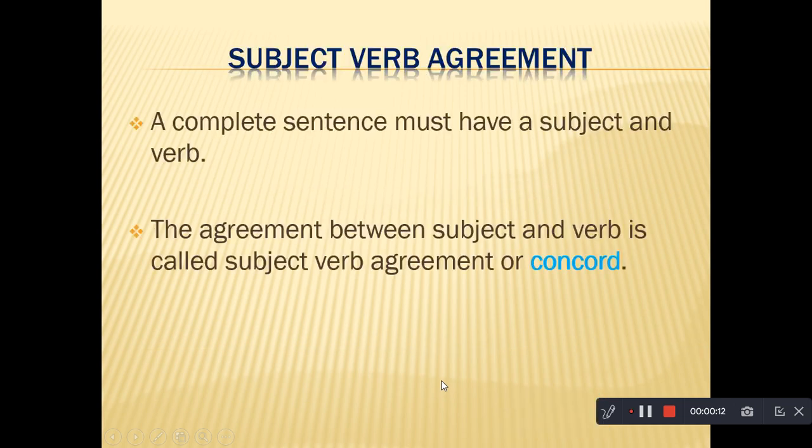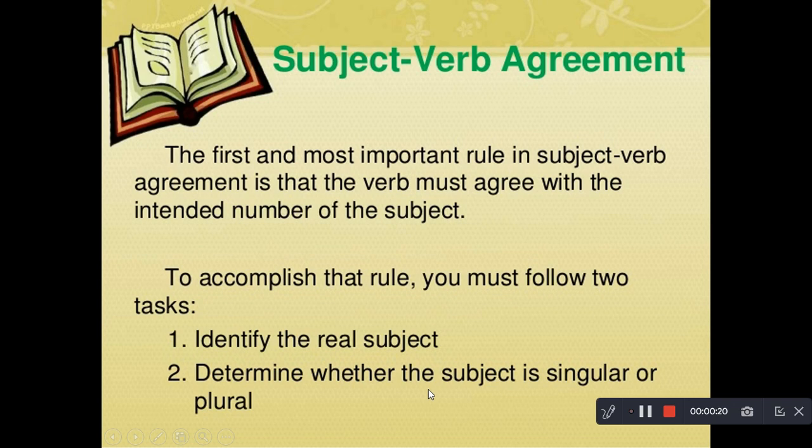A complete sentence must have a subject and a verb. The agreement between subject and verb is called subject-verb agreement, or otherwise called concord. The first and most important rule in subject-verb agreement is that the verb must agree with the number of the subject. Here, identify the real subject and determine whether the subject is singular or plural.